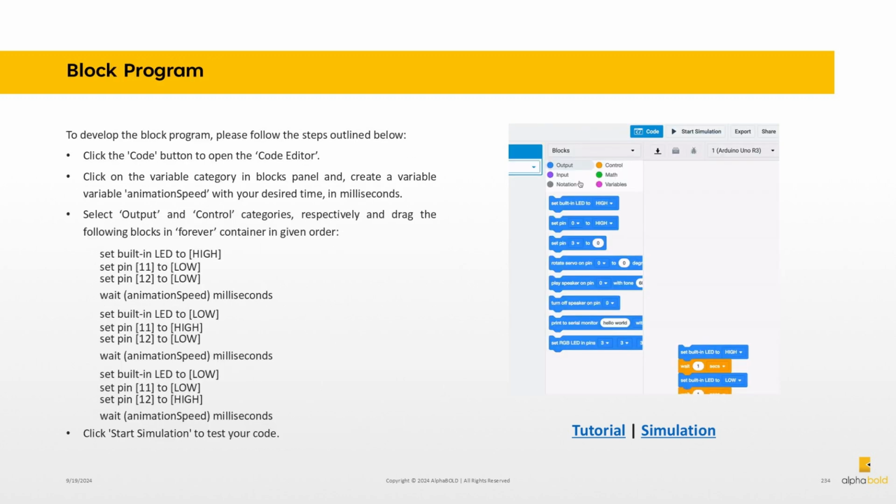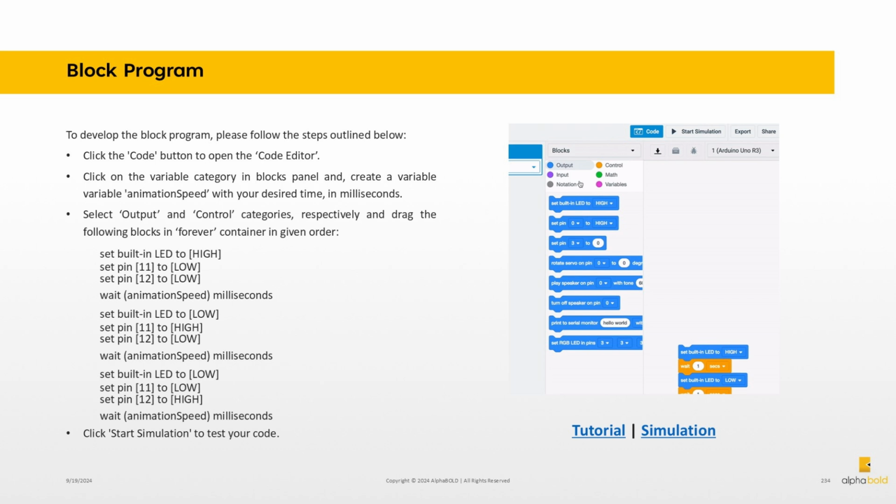To develop the block program, please follow the steps outlined below. Click the Code button to open the code editor. Click on the Variable category in the Blocks panel and create a variable animation speed with your desired time in milliseconds. Select Output and Control categories, respectively, and drag the following blocks in the Forever container in given order.